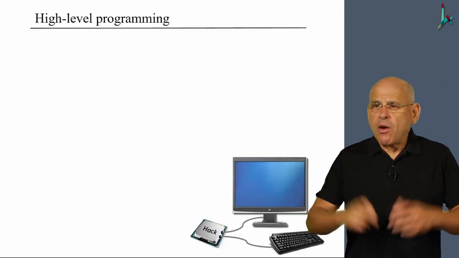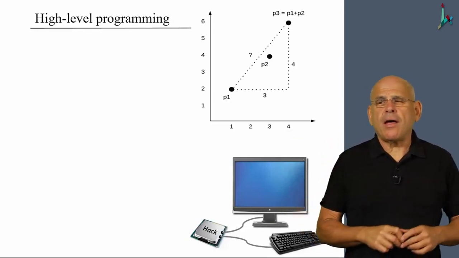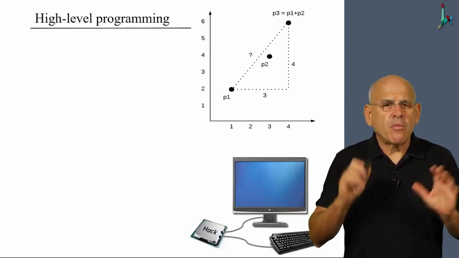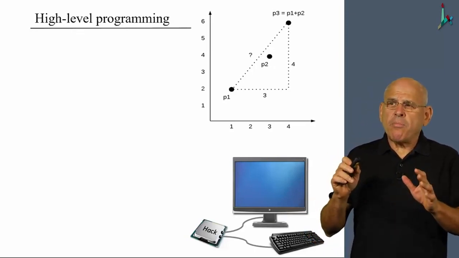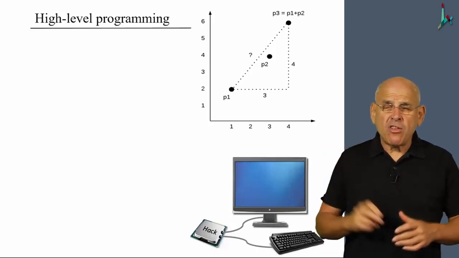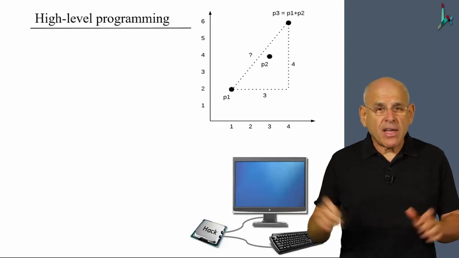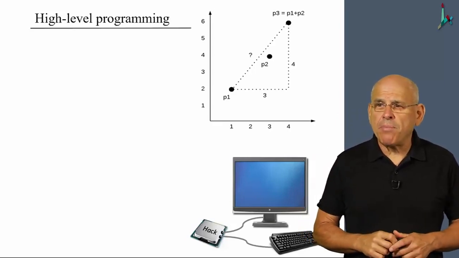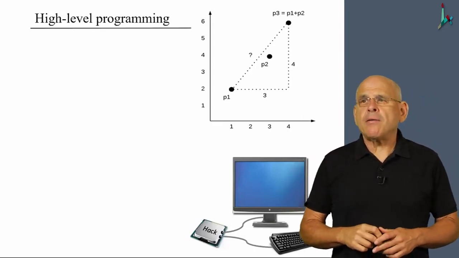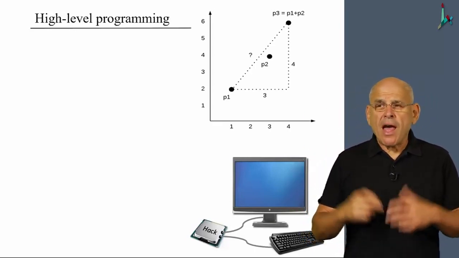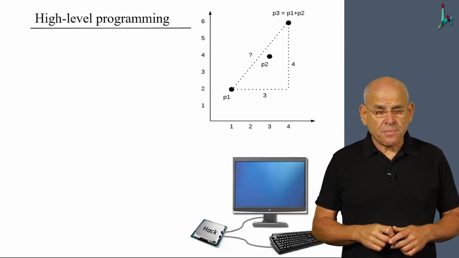So I've chosen arbitrarily a little problem in playing with points in a two-dimensional space. So what we see here are the points P1 and P2. And the point P3 is the vector addition of P1 and P2. And it looks like we are interested in the distance between P1 and P3. How can we perform such manipulations using Jack?